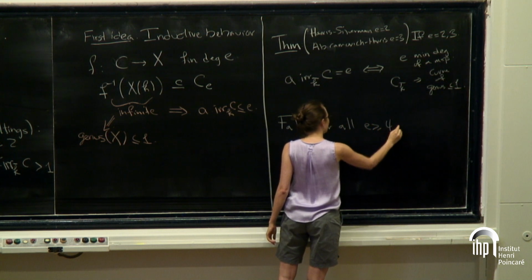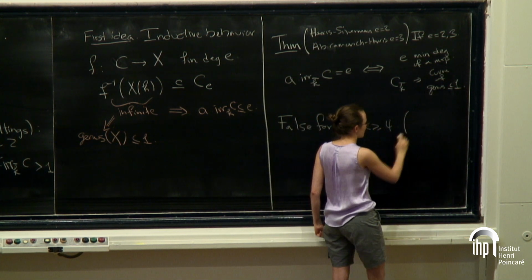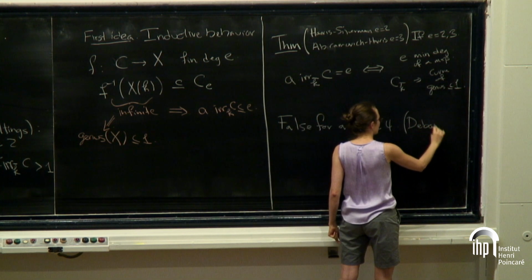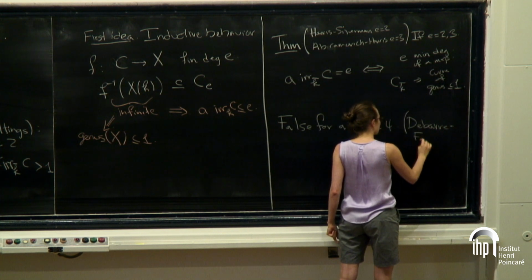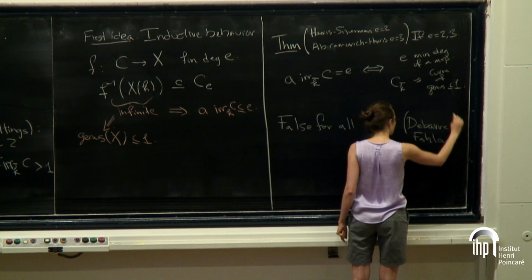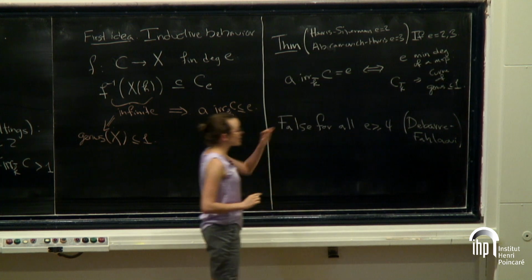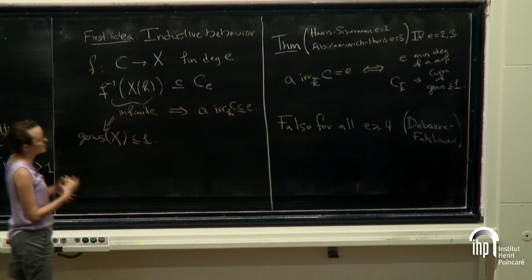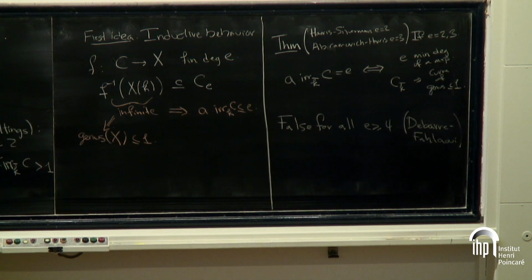So this is false for all higher E, at least 4. Some series of counterexamples were given by Debarre and Fahlaoui shortly afterwards, and they're constructive. They construct curves for every E at least 4 that give a counterexample to this theorem. So they have no maps of degree E to P1 or an elliptic curve, but they have infinitely many points of degree at most E.